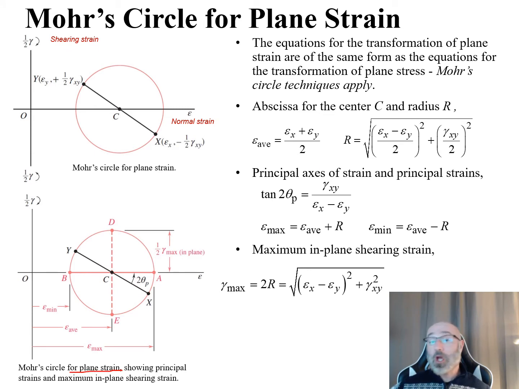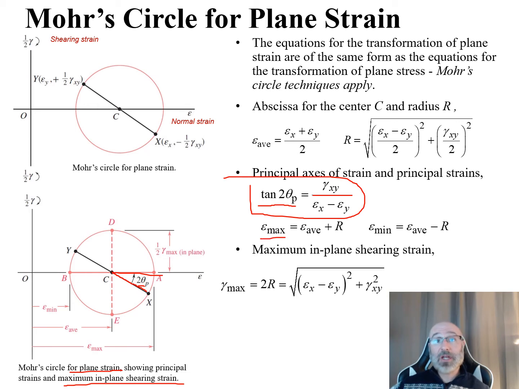So now let's look down at the bottom left of this figure for Mohr's circle for plane strain, showing our principal strains and our maximum in-plane shearing strain. What I'll focus on here is this angle theta p. We have 2 times theta p, and this is the angle between CX and CA. The relationship we can utilize, shown up here, is that the tangent of 2 theta p is equal to gamma xy divided by epsilon x minus epsilon y. That's just utilizing some trig from the geometry that we can see in that figure.